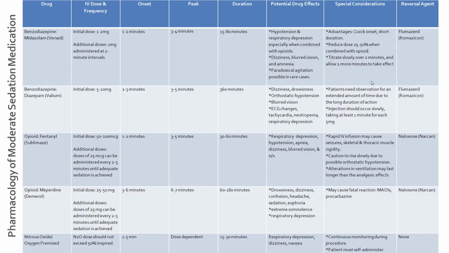It is important to note that the potential drug effects and special considerations listed in this table are not exhaustive, so supplemental education in the specifics of the medications used at your facility is required for competence. In general, it is important to review the initial IV dose and frequency of any further doses that may be required, the onset of action, their peak, and the duration of effect. The potential drug effects of medication should be reviewed, as well as any special considerations that should be given to that medication regimen. One should always be aware of the pharmacology and availability of any reversal agents that could be employed at the time of an emergency.